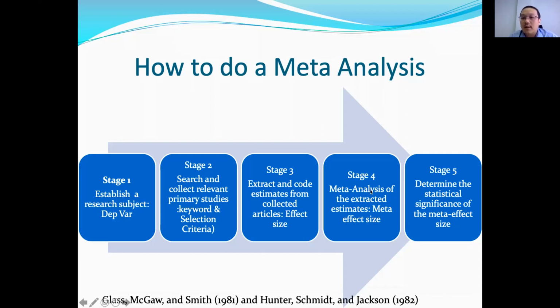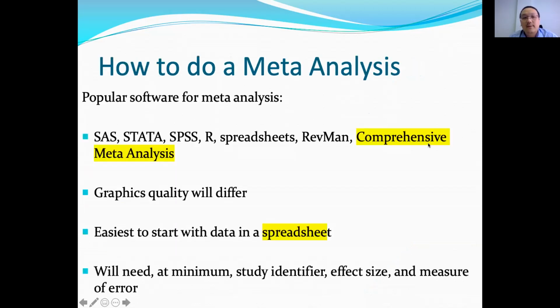Stage 4. After we have coded each effect size from individual studies, we will need to synthesize or summarize it through a meta effect size. Then we test the significance of the meta effect size, based on the stage 4 report.